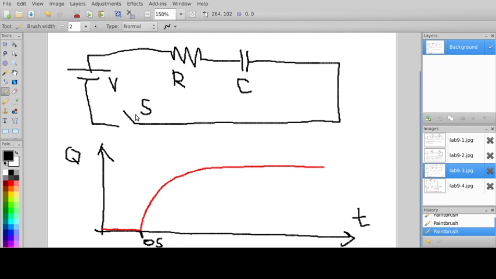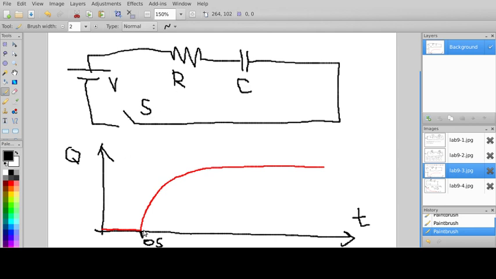So before the switch is closed, you can think of it as having infinite resistance. It just does not allow any current to flow at all. As soon as I close the switch, the battery starts to push electrons onto the capacitor, okay? But because there's a resistor in the way, it doesn't do it instantaneously. It takes a little bit of time.